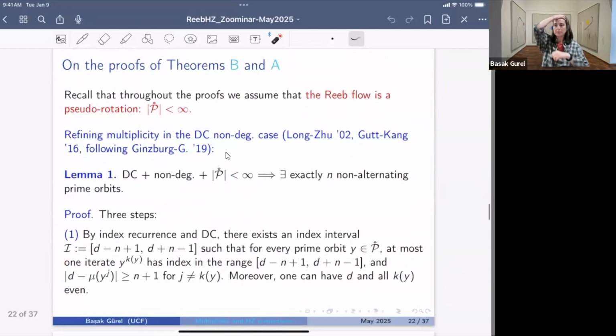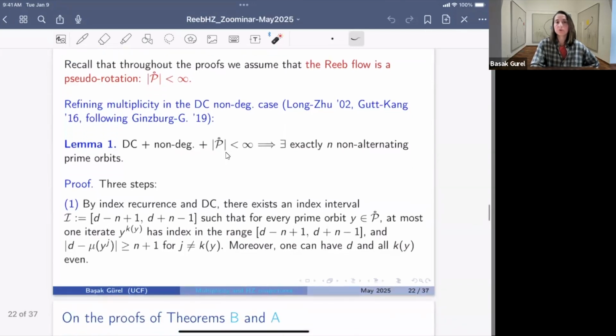Okay, so let me try to look at the proofs of theorem B and A, and maybe this is going to be mainly theorem B. So again, let's recall that we are assuming that we are working with the Reeb pseudo-rotation. I already told you a bit about the multiplicity in the DC non-degenerate case. So let's remember how this proof works. The first lemma I want to state is the following: a DC non-degenerate pseudo-rotation has precisely n non-alternating prime orbits.